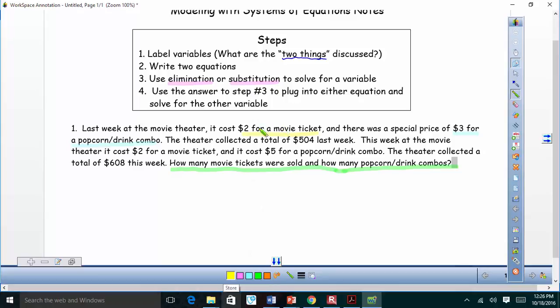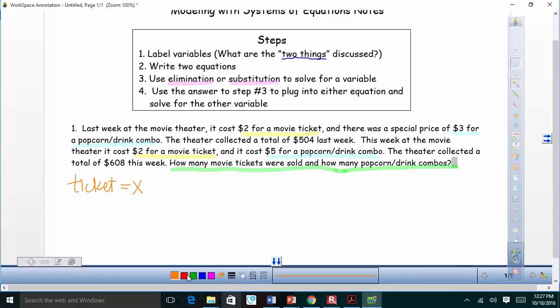We see that movie ticket shows up twice. The first time the movie ticket's $2. The second time, how much is it? $2, okay? And then the other thing was $3 for a popcorn drink combo. The next time it's $5, okay? So we want to make variables. What variable do you want to use for movie ticket? X.